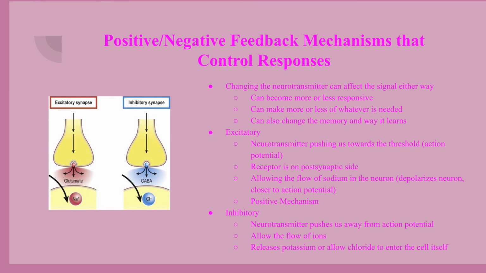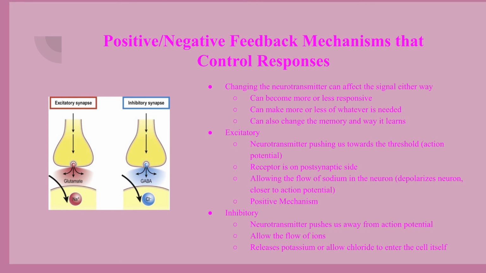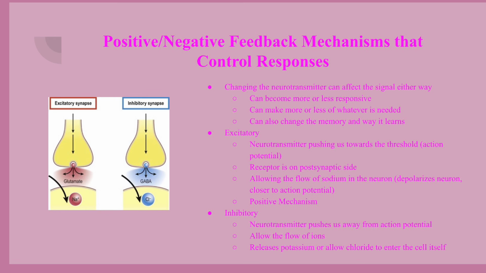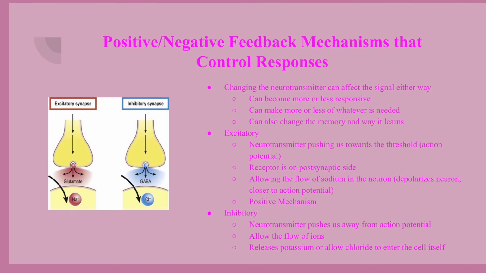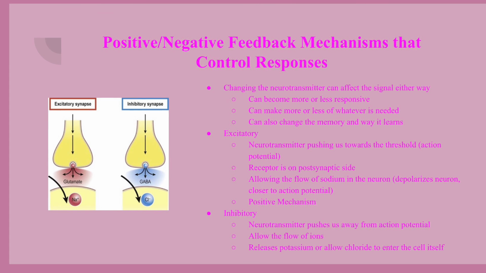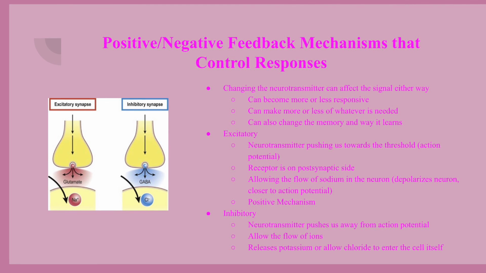Neurotransmitters play an important role when it comes to how the neuron responds. Changing it can cause the neuron to become more or less responsive and allow it to make more or less of what it needs. The results affect one's memory and the way one learns. Memory is formed from neural pathways in the brain. Therefore, the type of neurotransmitter ultimately can affect your short-term and long-term memory.